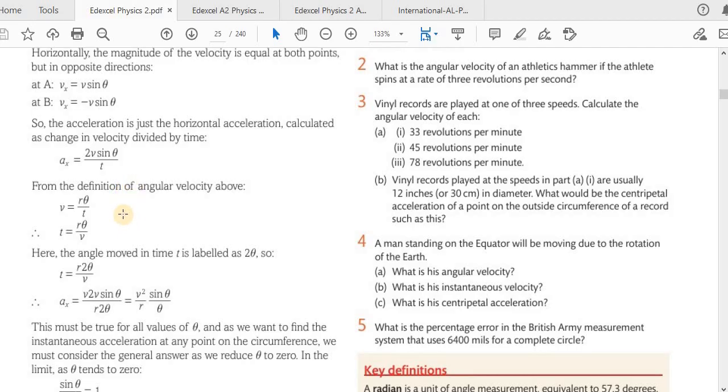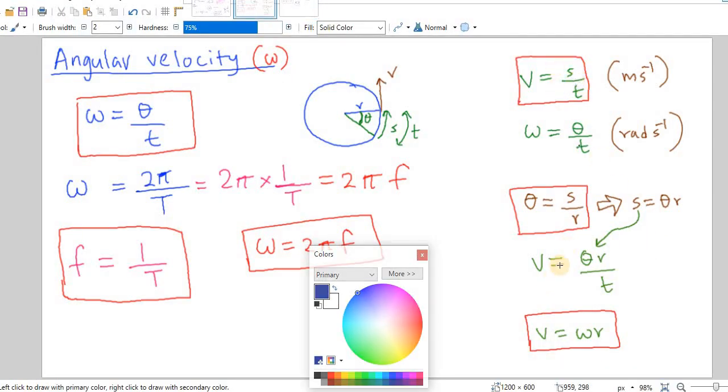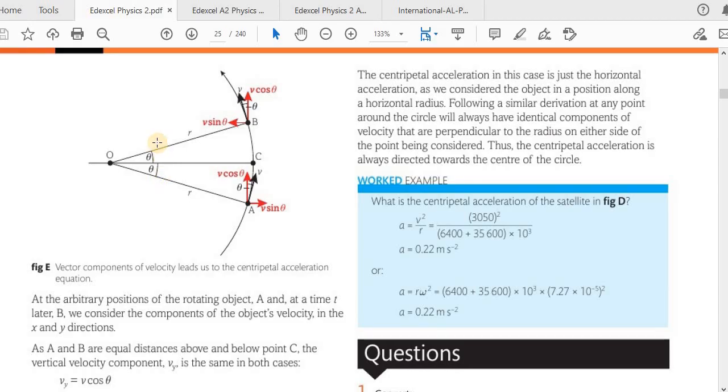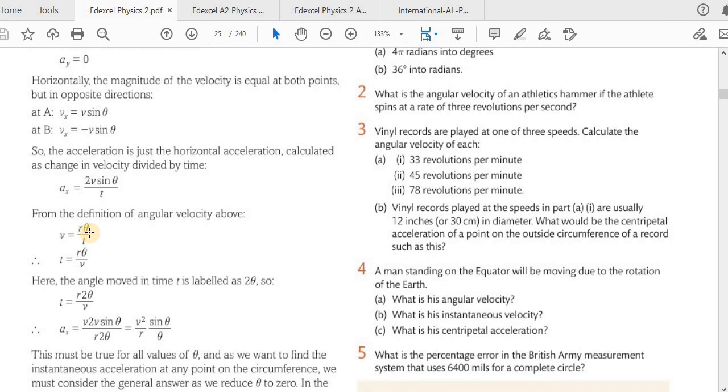Then v is equal to s over t, I showed you that earlier. And then we saw that s is theta r, so then we got v equals theta r over t. Then if you make t the subject of the equation, you get this. Now the angle moved in time t is labeled as 2 theta. So from here to here, the time is from there to there, and the angle it covers is 2 theta. So we have that, and now we can see the acceleration.